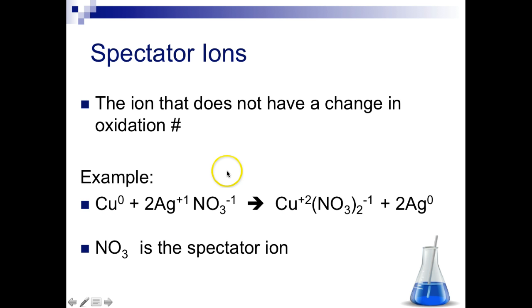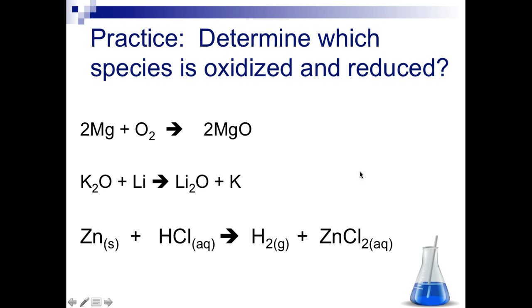So let's look at an example. We have Cu, which is 0, silver is +1, nitrate is -1, copper went to +2, nitrate's still -1, and silver went to 0. NO3 in this example is a spectator ion because its oxidation state did not change. It's -1 here on the left and also -1 here on the right. So it did not have anything happen to it.